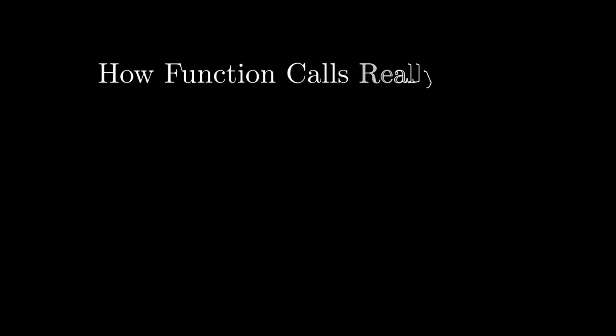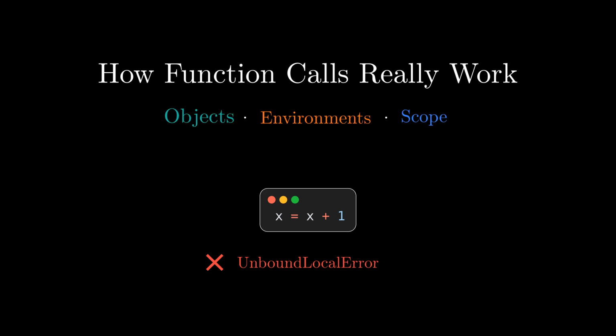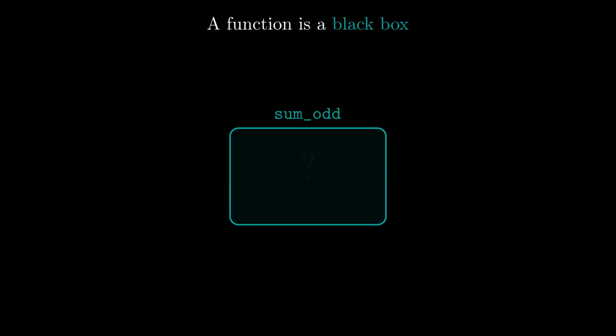You can read a variable from outside a function, but the moment you try to change it, Python stops your code with an error. To understand why, we need to see what really happens when a function is called: the objects that live in memory, the fresh environment every call creates, and the rules of scope. Once you've written a function, it becomes a black box.